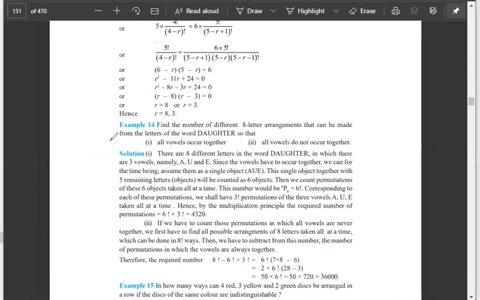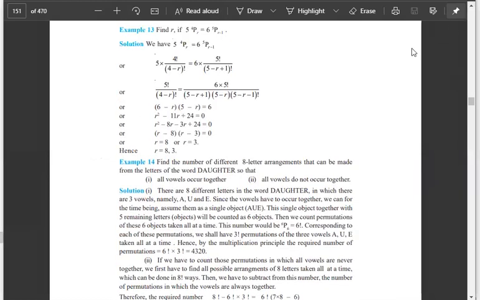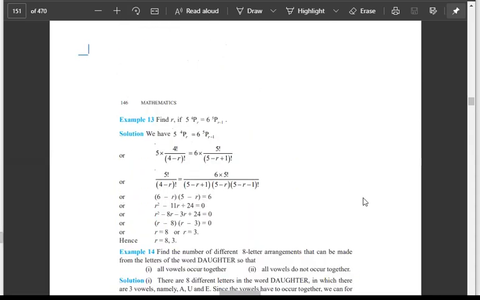So have you solved this problem? Tell me, have you solved question number 14? Have you solved these problems? No? Okay. Try solving question number 14, guys. Try solving question number 14 for now.